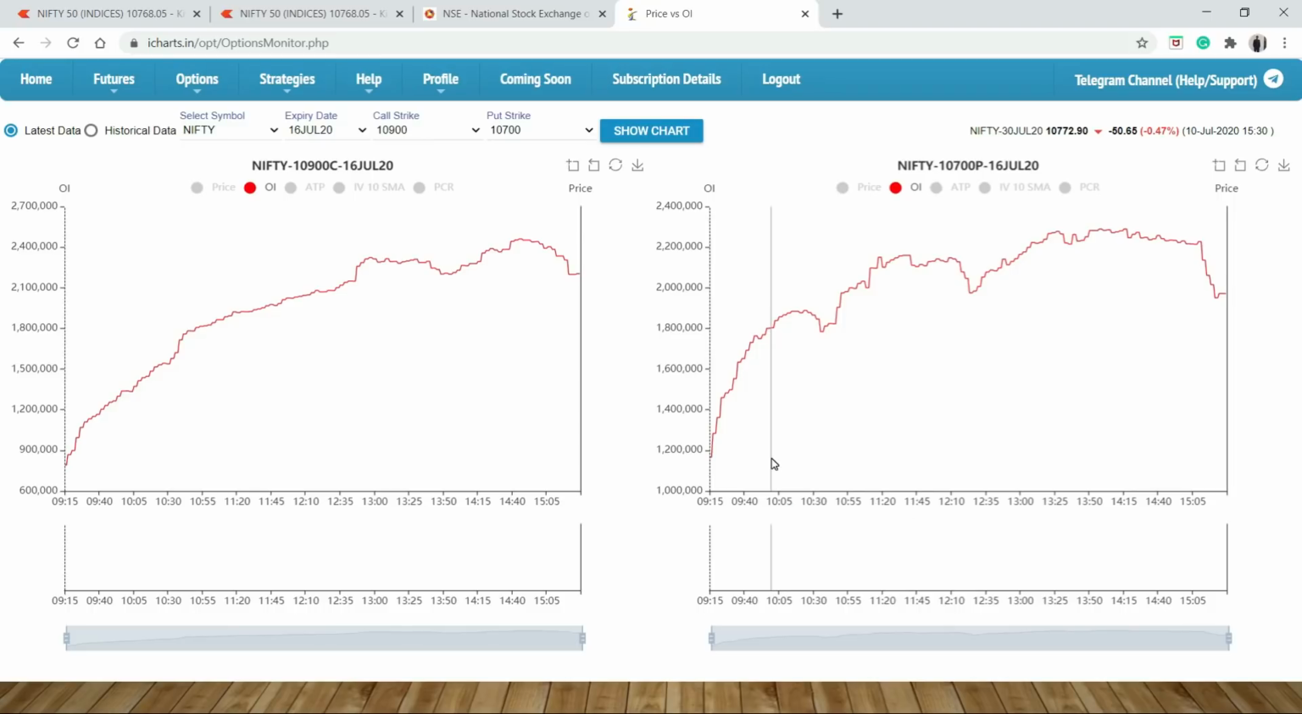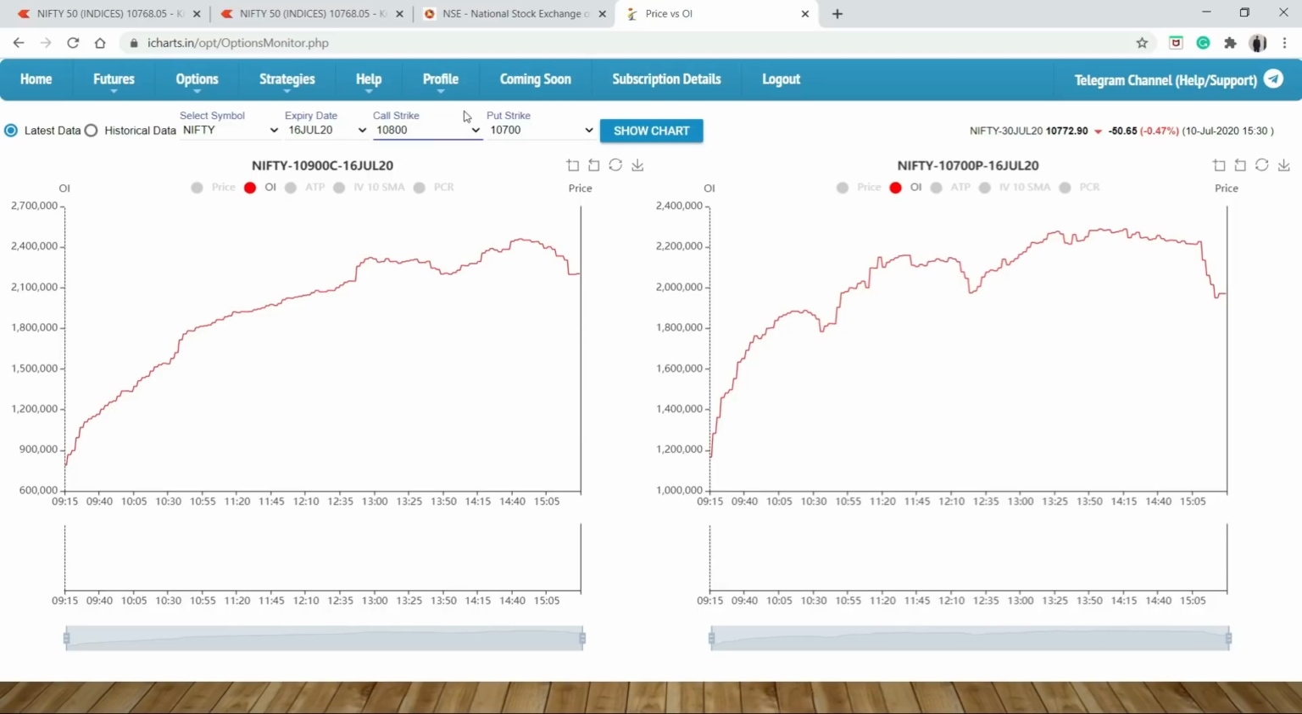So almost 7 lakhs added on the put side. That means in the 10,900 call and 10,700 put, people added on both sides in equal quantity, added their positions in the 10,700 put as well as the 10,900 call. That means the trend from this view of the 700 put and 900 call is sideways. And again we have to check another strike.